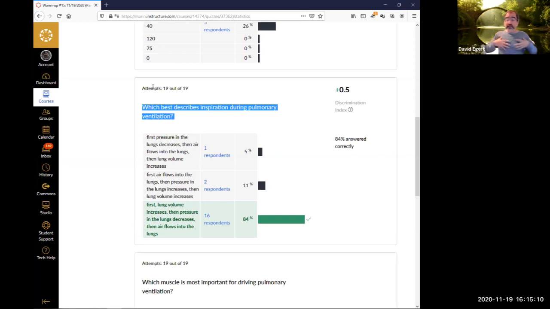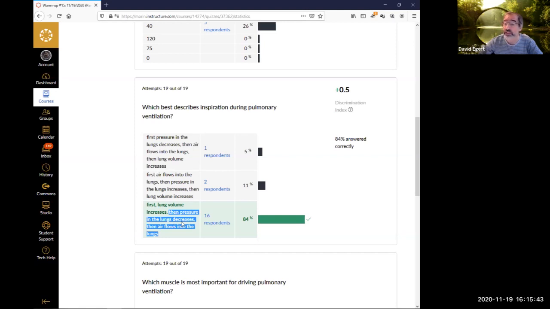When we're thinking about the lungs, the volume increases. That increased volume, due to Boyle's law, creates a low pressure. And then that low pressure compared to outside is going to cause air to flow in. So again, first the lung volume increases, then that causes the pressure to go down due to Boyle's law, and then that pressure gradient causes air to flow into the lungs. So make sure that that makes sense.